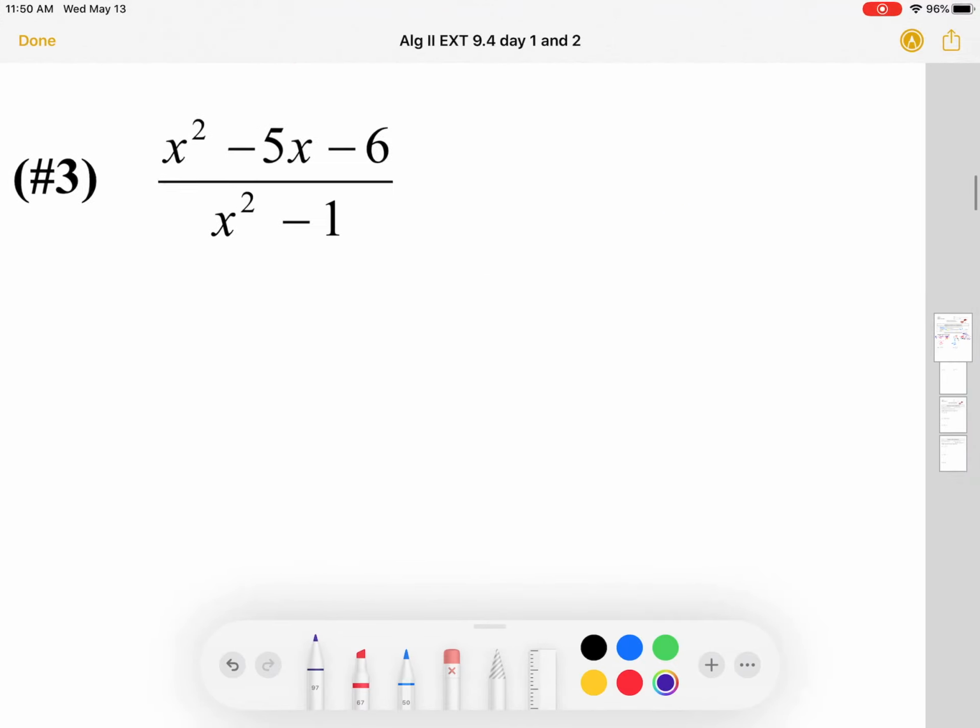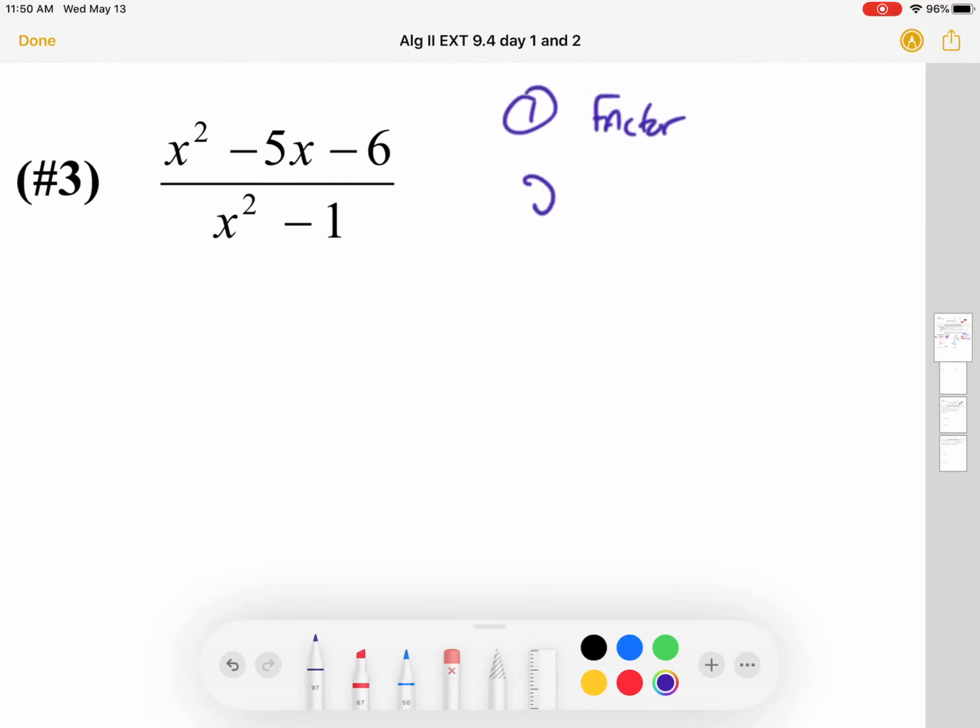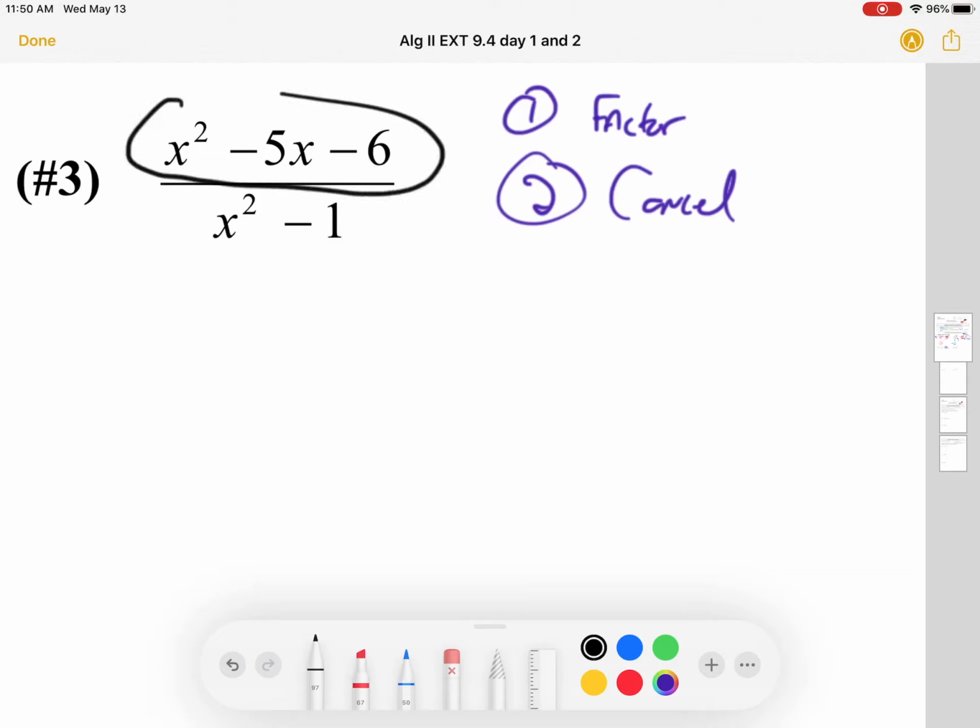Okay, on to number 3. Again, if you want to pause the video and try it for yourself, that's fine. The name of the game is factor everything you can, then cancel. Factor, then cancel. Okay, I'll shut up for about 3 seconds. Hopefully you can try it, and then I will go from there. So I'm going to factor the top first. I'm looking for numbers that multiply to negative 6 and add to negative 5. So that is going to be x minus 6 and x plus 1.